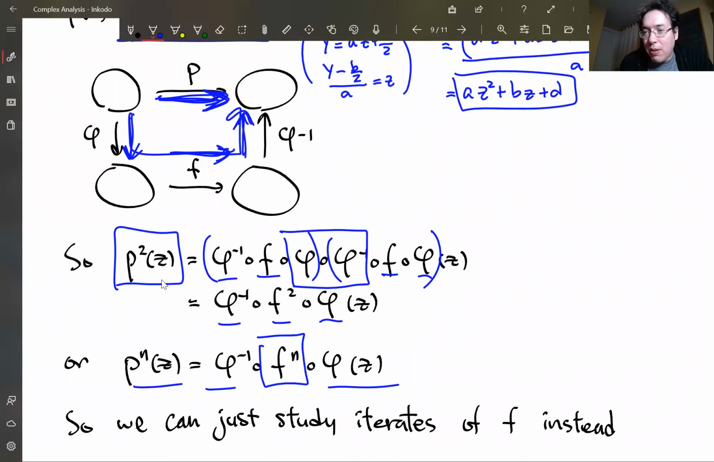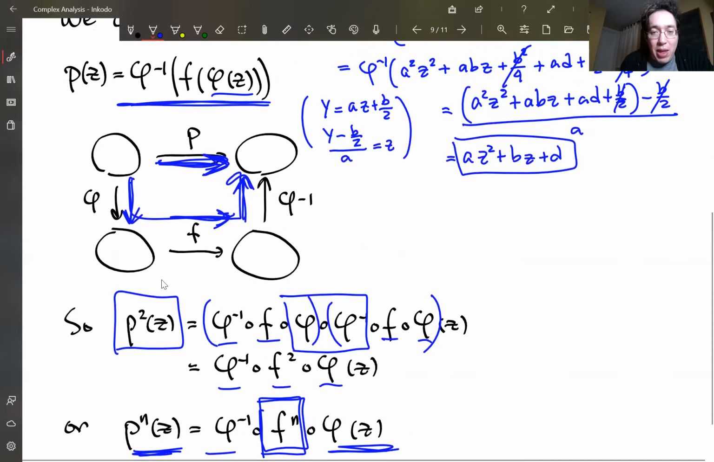If we study the iterates of f, like the one in the middle, then we pretty much get the same picture for looking at the iterates of p, because the only thing to get to the other one is to apply this linear function. So the only thing it's doing is maybe stretch and then shift. That's the only thing that's changing.